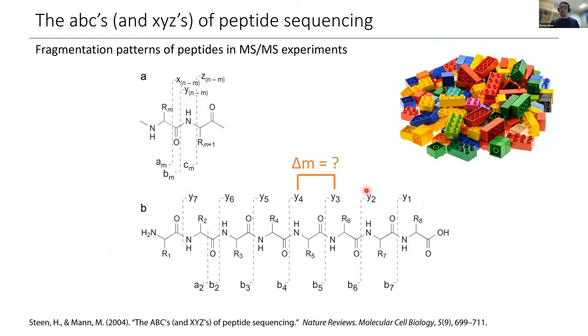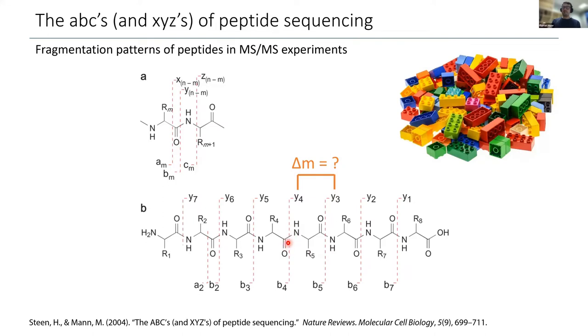And just like with these Lego bricks, the same principle applies also to peptides in MSMS experiments. If we select peptide precursors in our mass spectrometer and guide them to the collision cell and let them collide with our collision gas, the peptides will break apart. But a good thing for us and a good thing for proteomics is that they break apart in a well-defined manner.